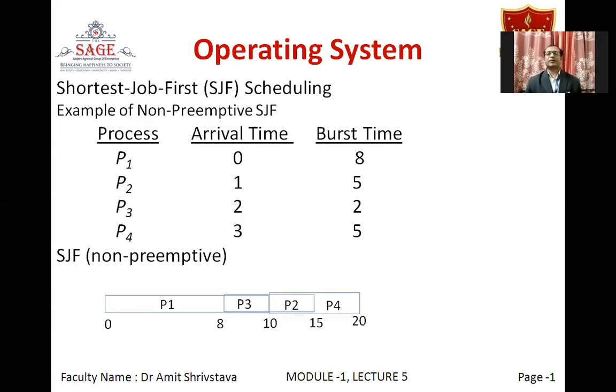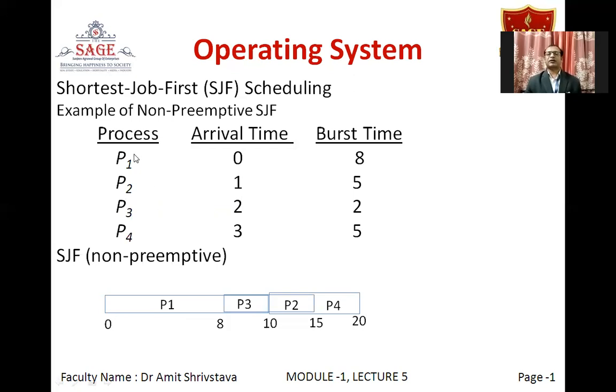Now let us take an example. Suppose we have got 4 processes, P1, P2, P3, and P4. The arrival time of P1 is 0 unit time interval. P2 is 1 unit. P3 arrives after 2 unit time interval. P4 arrives after 3 unit time interval. And the CPU burst time of P1 is 8 unit. P2 is 5, P3 is 2, and P4 is 5.